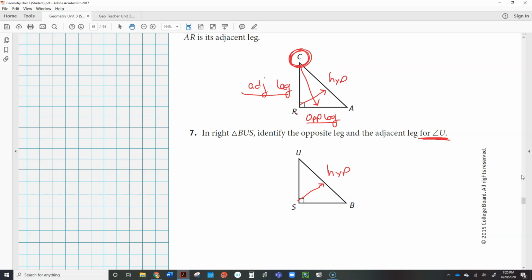So, for angle U, opposite leg, and the only one left is the adjacent leg, and that's usually the way I always do it.